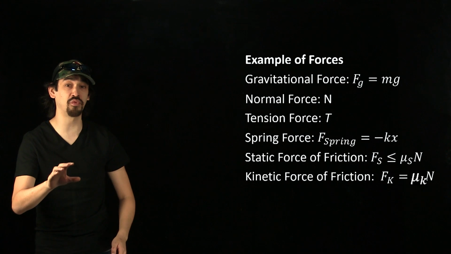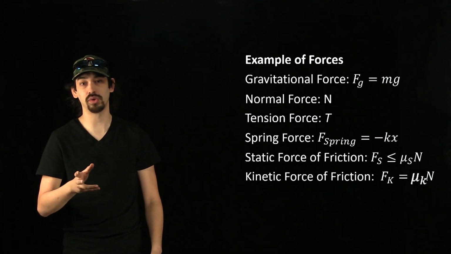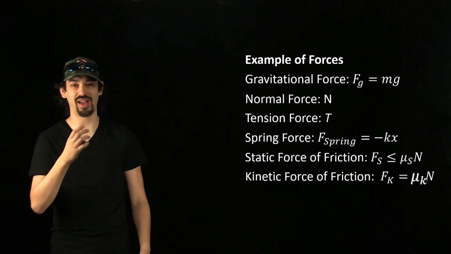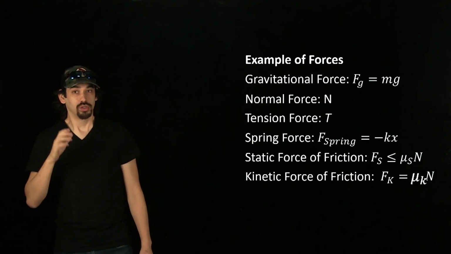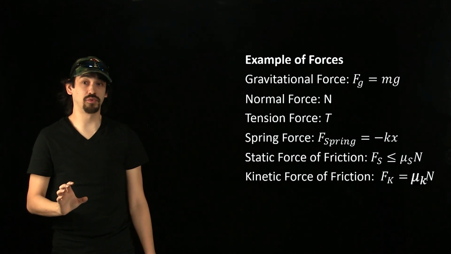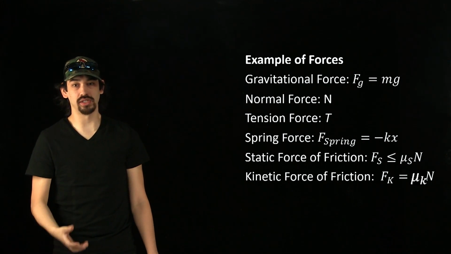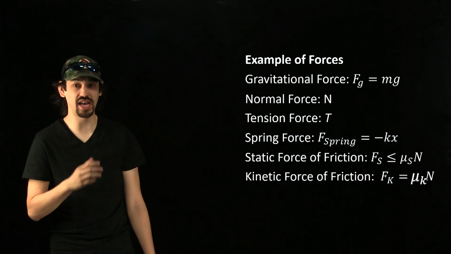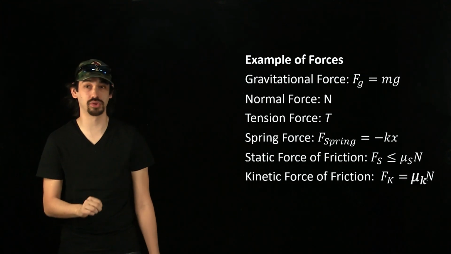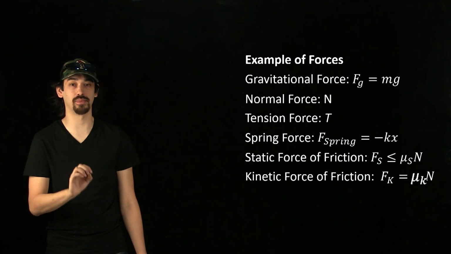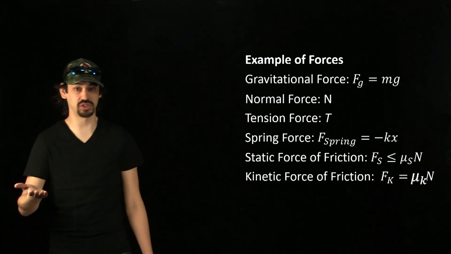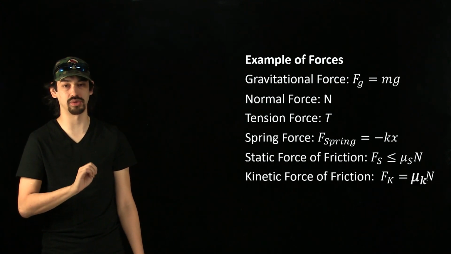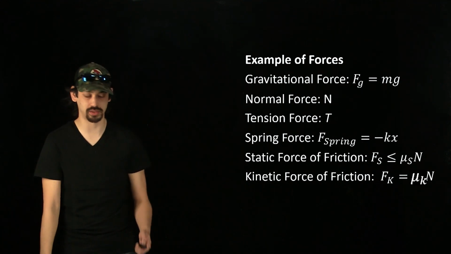We note that this is a little bit different than the kinetic force of friction, which says that the force of kinetic friction is equal to mu sub k times N. The real difference between the static and kinetic force of friction is the inequality here: the static force of friction is less than or equal to the coefficient of static friction times the normal force, whereas the force of kinetic friction is equal to the coefficient of kinetic friction times the normal force. This is something you have to bear in mind and be careful of while solving problems.